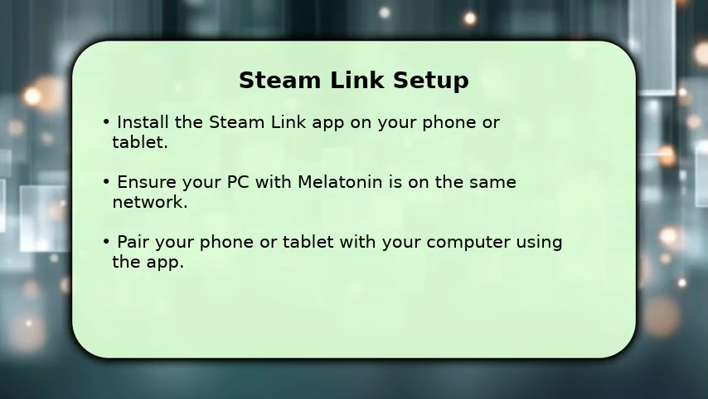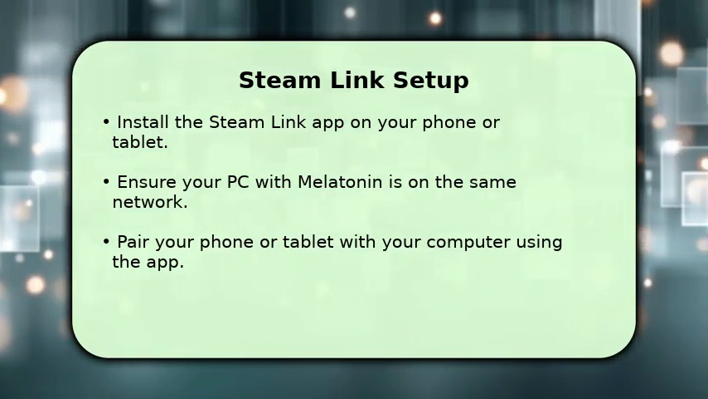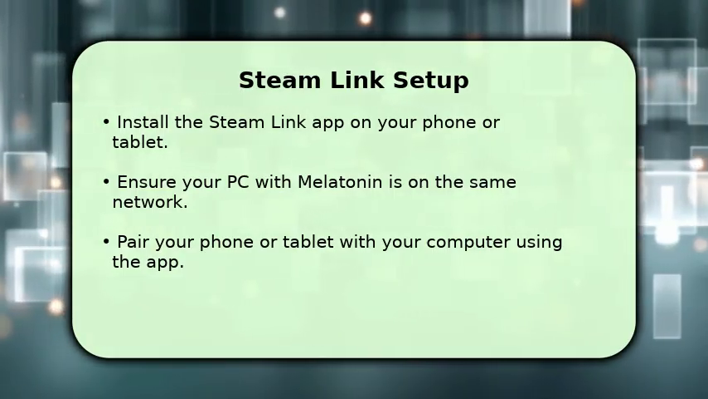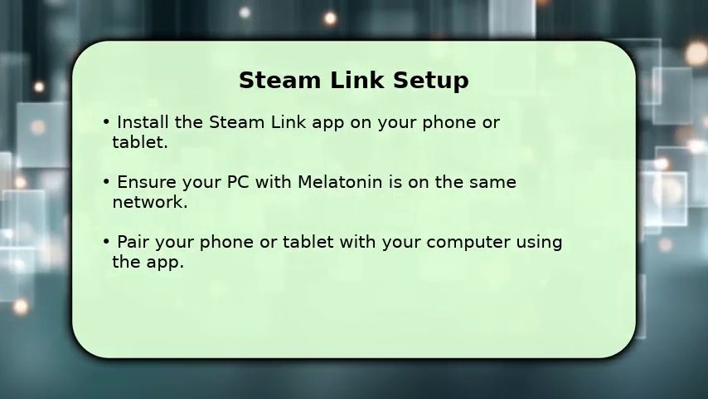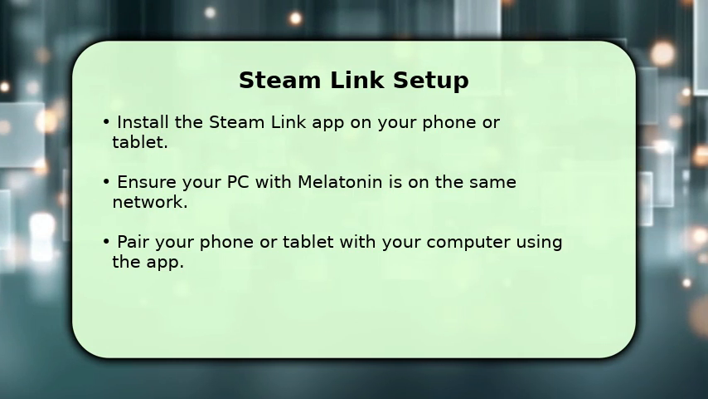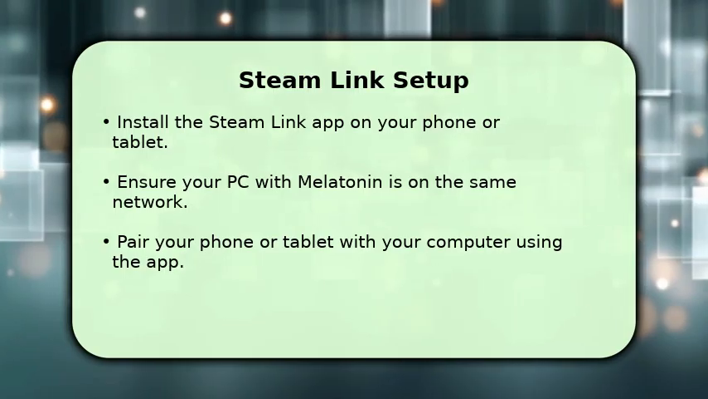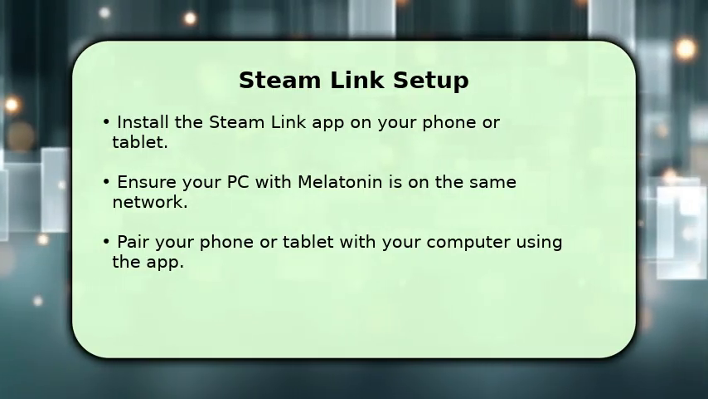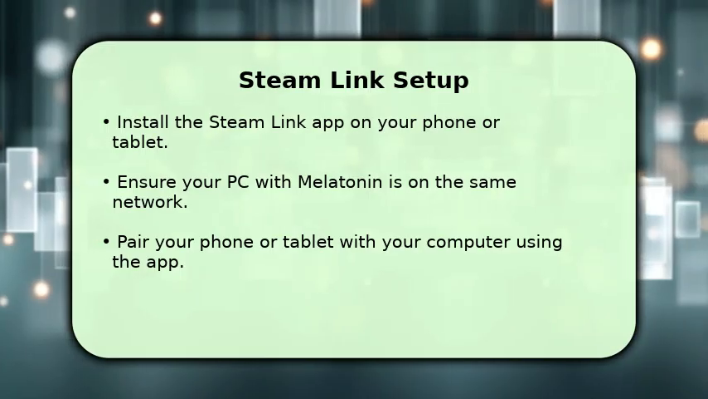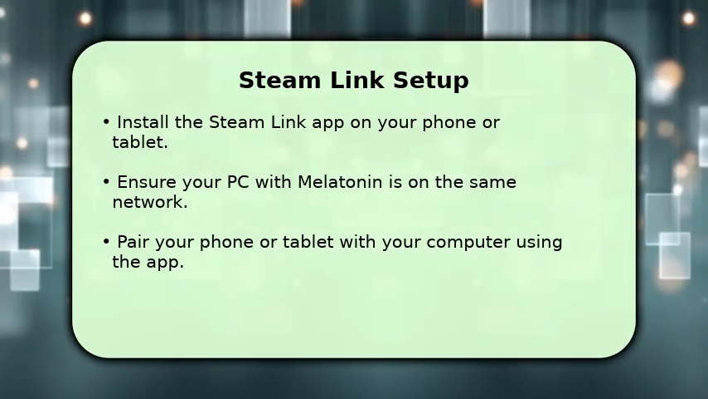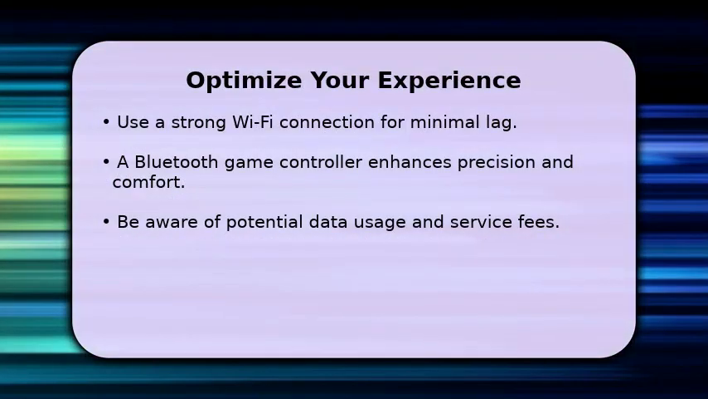Another fantastic way to play is using Steam Link. Download the Steam Link application to your mobile device from its respective app store. Make sure your computer, with Melatonin installed and running Steam, is powered on and connected to the same network as your phone. Follow the simple on-screen instructions to pair your devices, and you'll be streaming your PC game to your mobile in moments. To get the best experience, a strong and stable Wi-Fi connection is key.